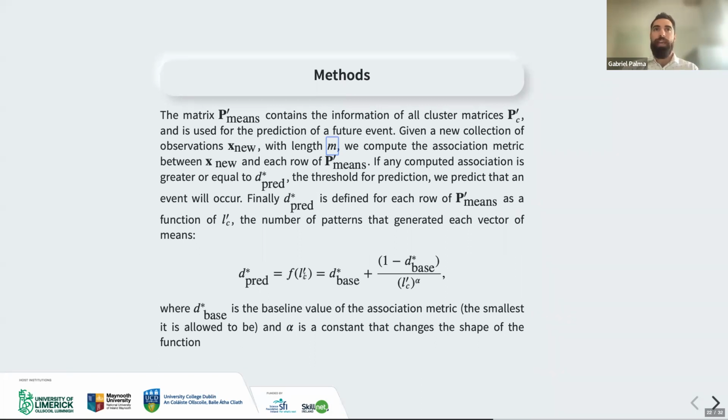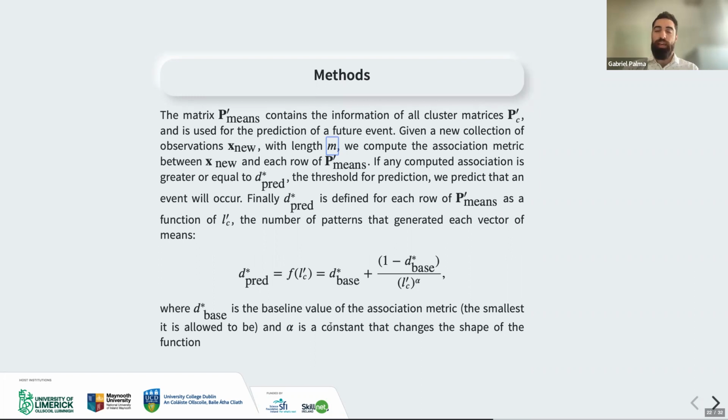So what we have is this function, this is what the dpred is based on. So it's a function of the number of patterns in each one of the clusters, and will be a d base, a certain base that we choose, plus (1 minus d base) divided by the number of patterns to the alpha. So basically, d base will be the baseline of the association matrix, the smallest that is allowed, and alpha is a constant that changes the shape of the function.